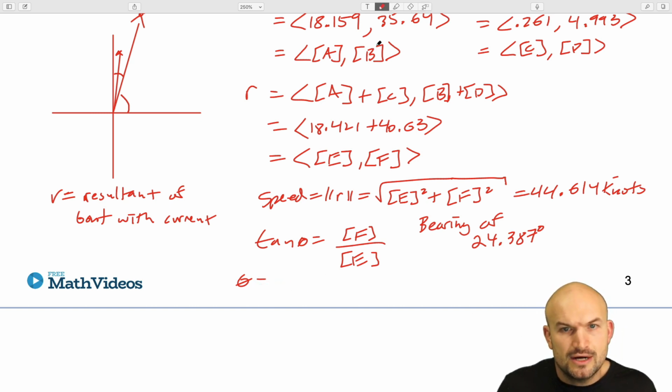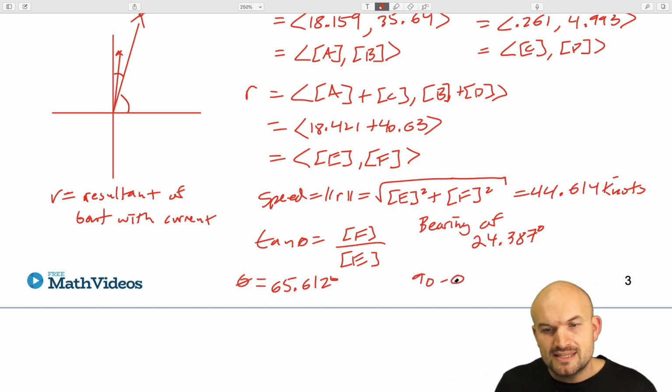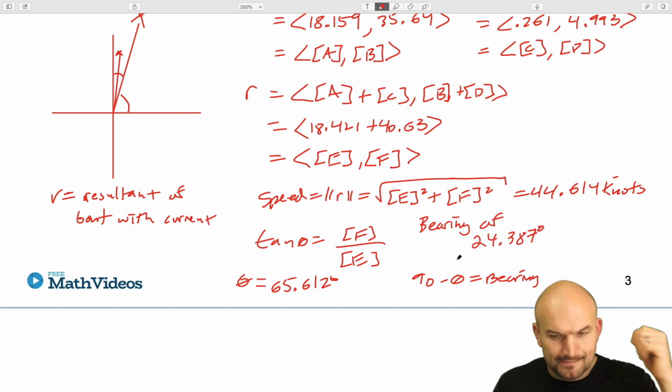When you get this into your calculator, you get 65.612. That's what your calculator gives you. Then you just need to subtract that from 90. So 90 minus theta equals your bearing. There we go. And there you go, ladies and gentlemen.